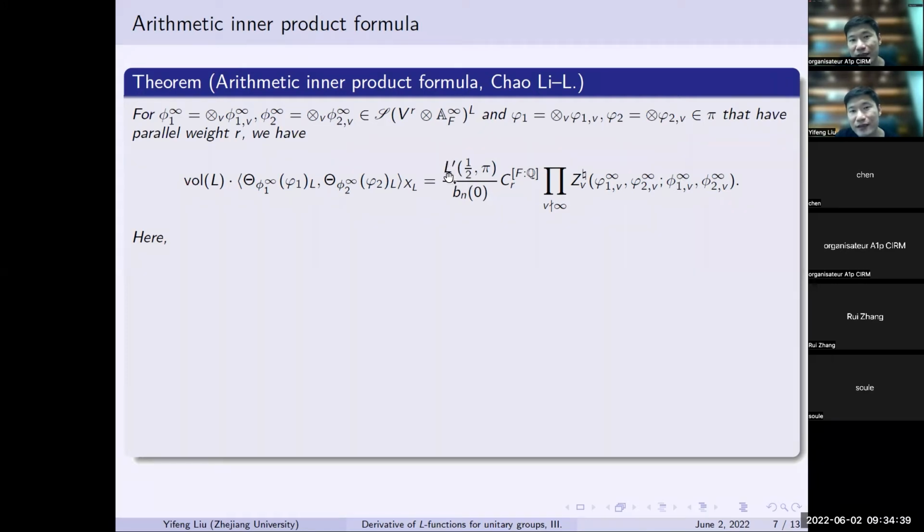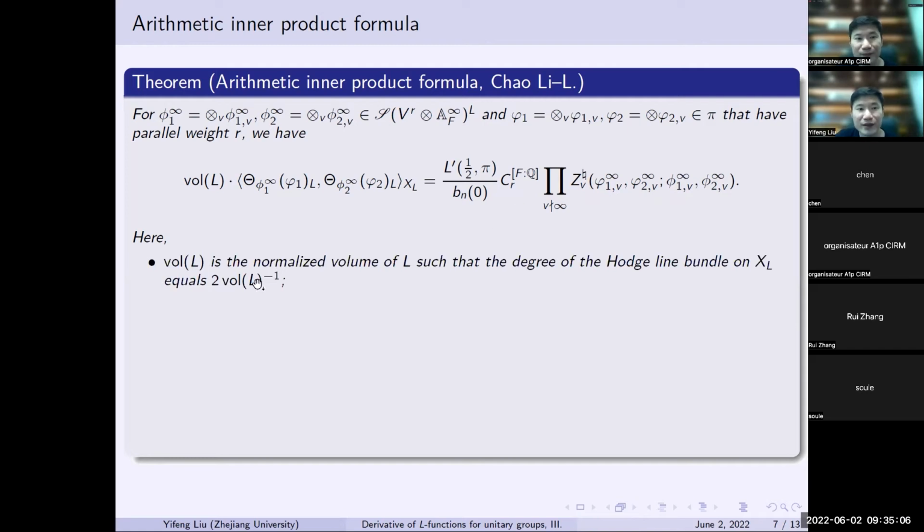First, the central derivative of L(s, pi) at one half, divided by Bn0, which is the same constant that appears in Rallis's inner product formula. We also have the local contributions, the regularized, normalized local doubling zeta integrals. These are the same as in Rallis's inner product formula. And we also have CR here, and I will introduce some new terms.